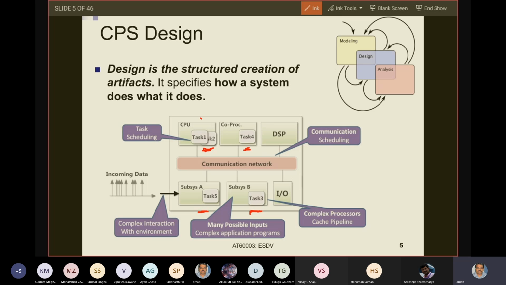And then you also saw that, based on the communication structure, these processors and the tasks inside these processors will communicate through this communication network.